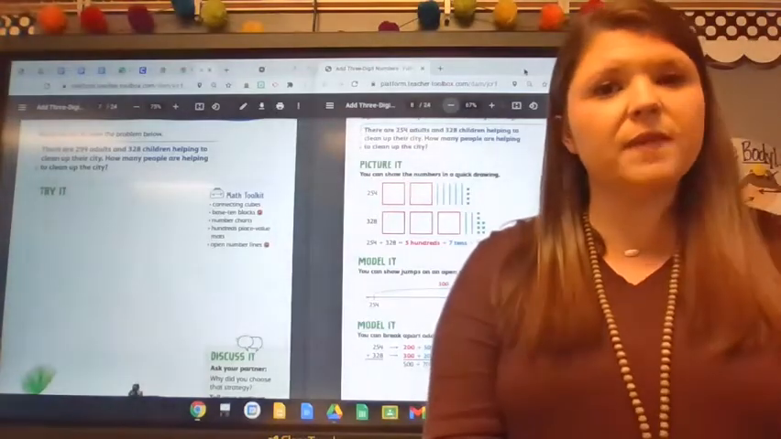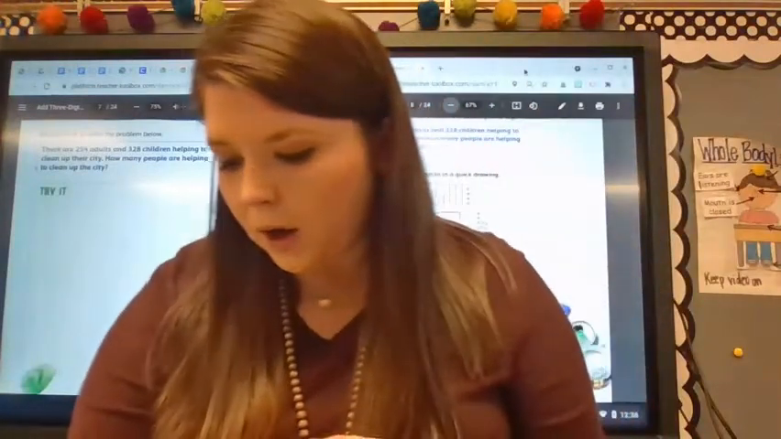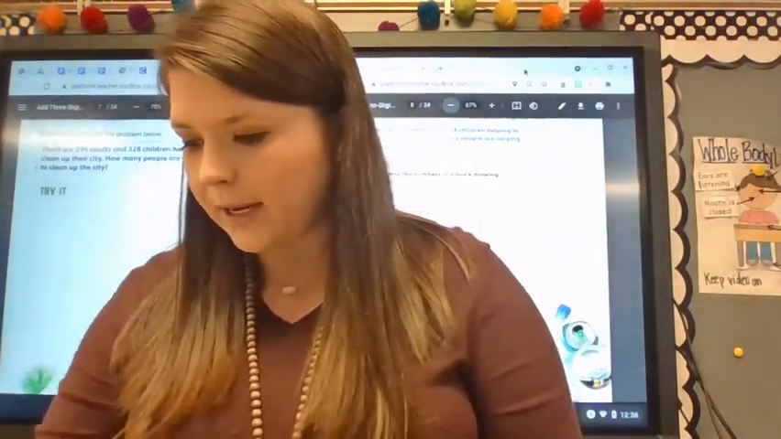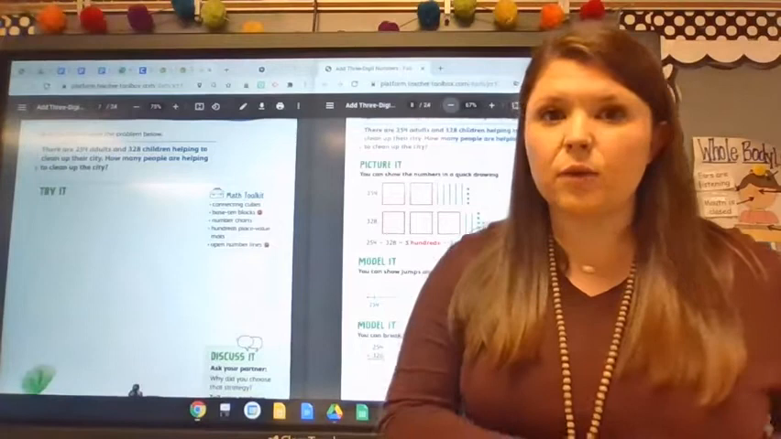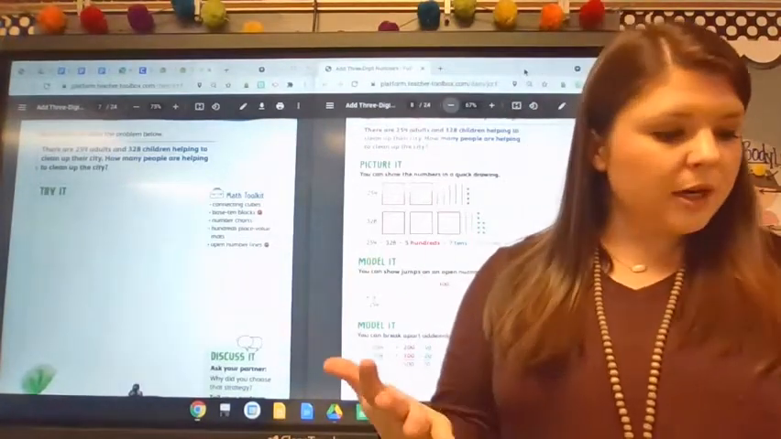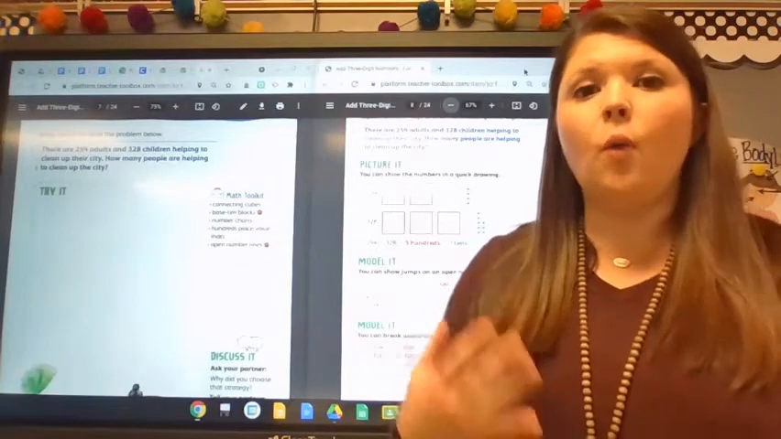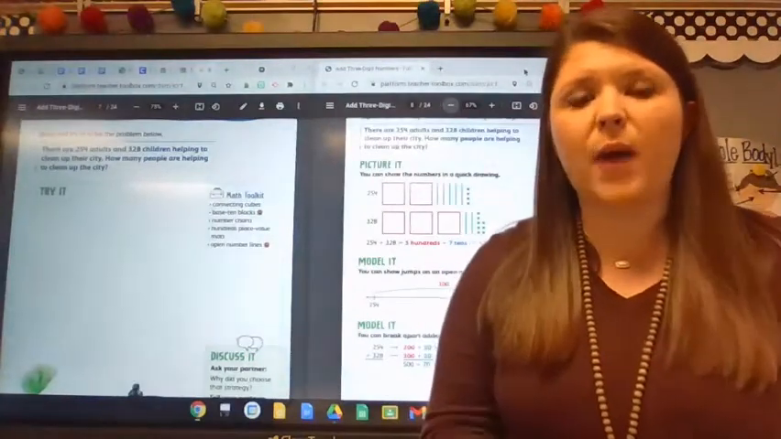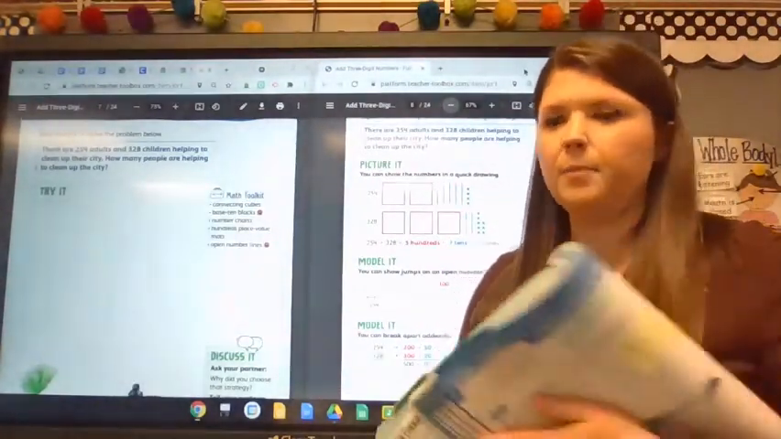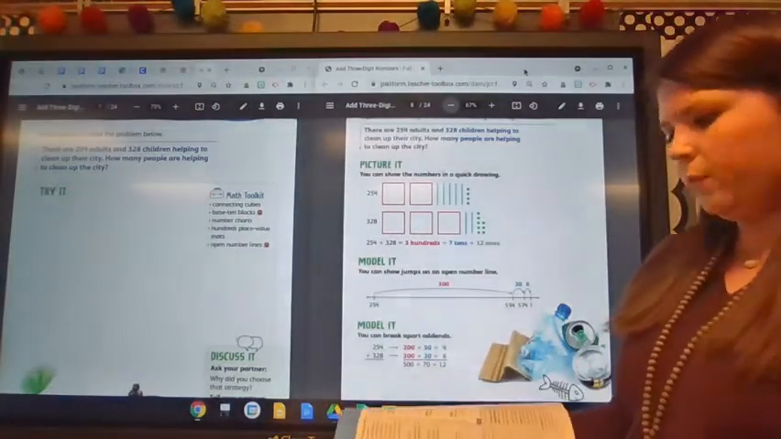So let's look at a couple of different ways that you might have solved this. But before we start, there was a question back on page 392 that I want us to look at. On page number 392, question 3 was the reflect question. And the question asked, do you always have to add hundreds, then tens, then ones? Why or why not? As we're going through these models, we're going to reflect back on that question and be able to answer it, okay?